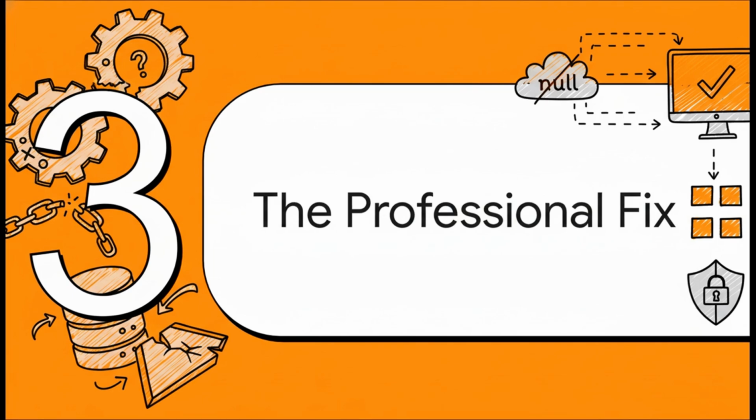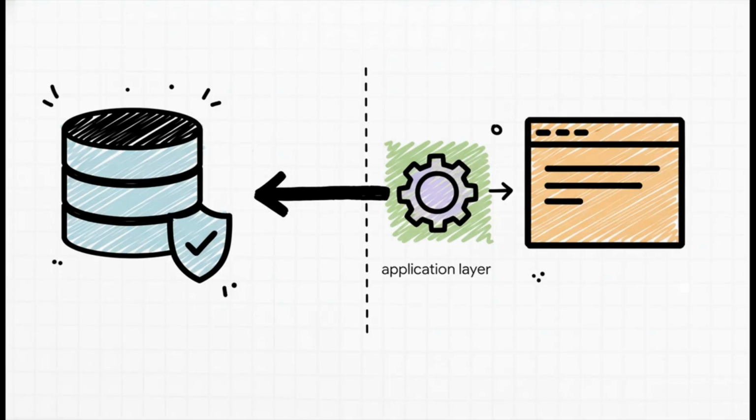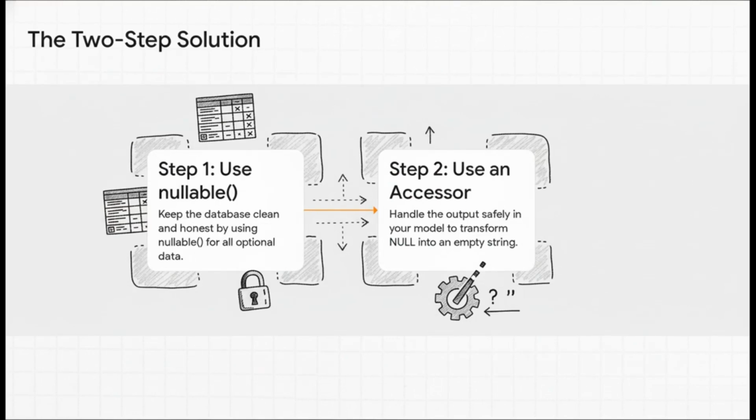So how do we fix it? How do we get that beautiful database purity that nullable gives us, but without causing all those annoying property of non-object errors in our front-end code? Here it is. This is probably the most important takeaway of this whole explainer. You should never, ever compromise the integrity of your database just to make your front-end life a little bit easier. Your database's job is to store the truth, period. The job of making that data look pretty or safe for display belongs to your application. And this is the elegant, professional, two-step solution.